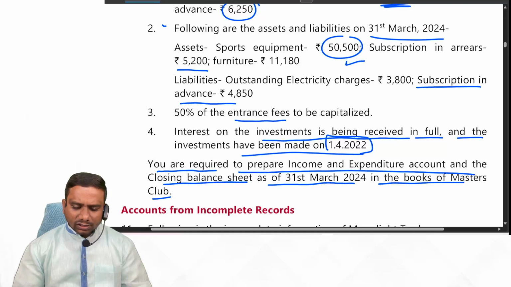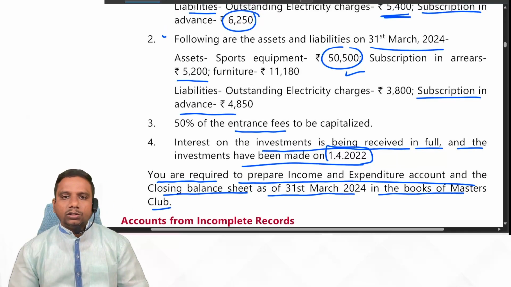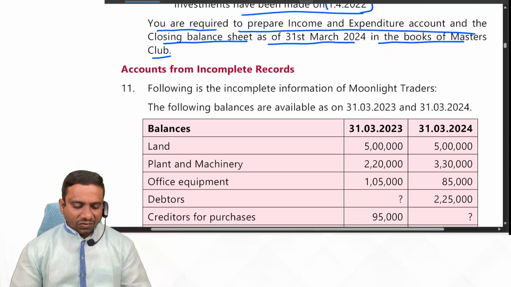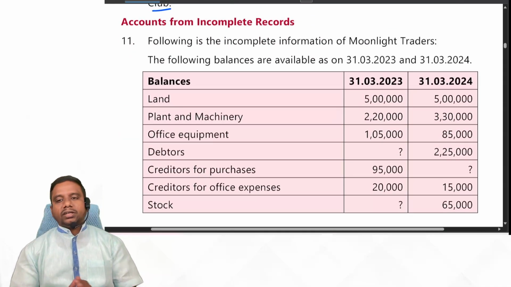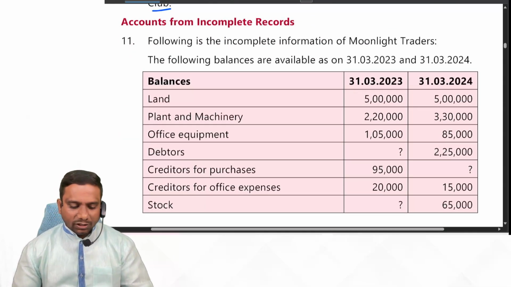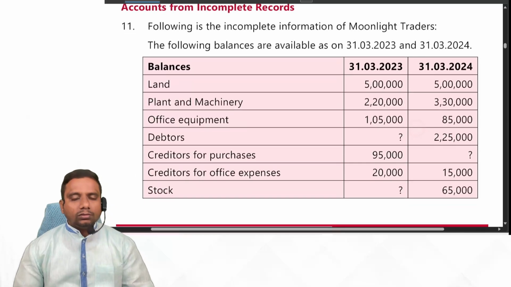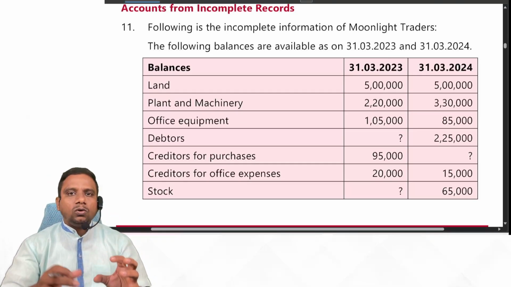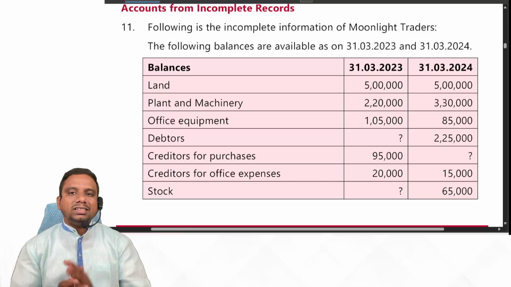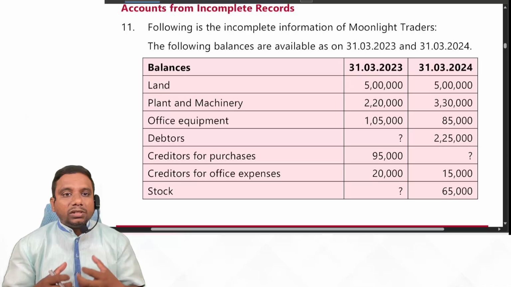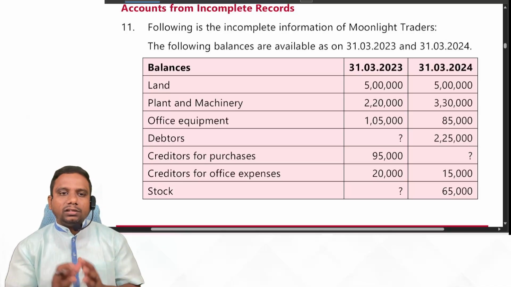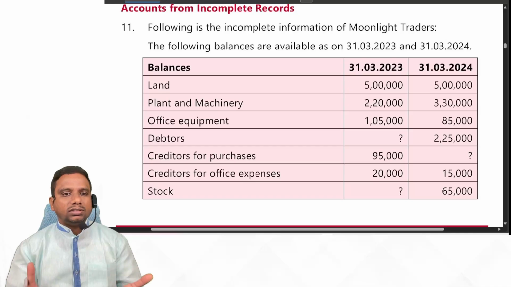Next one. So entrance fees we discussed and investments also we discussed. So you people try to solve it. Nothing in this problem is new to understand. Next one, accounts from incomplete records. So final accounts problem, final accounts of sole proprietor, NPO, and accounts from incomplete records. These three look similar, but the information which they provide is different. Yes or no, students? But the method and strategy are similar.